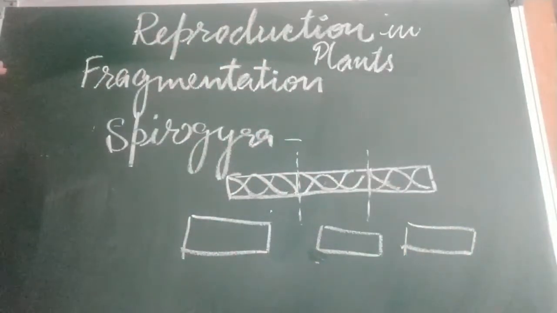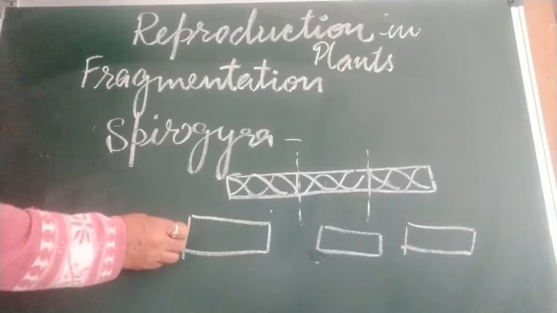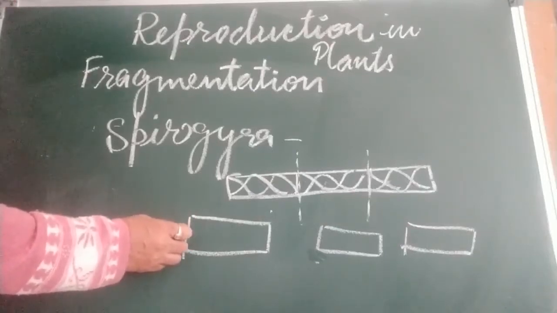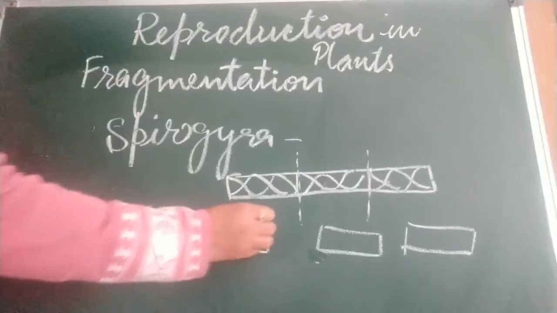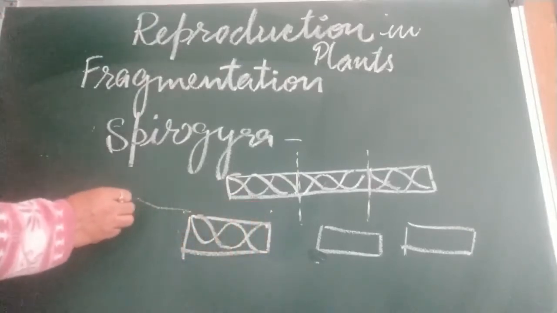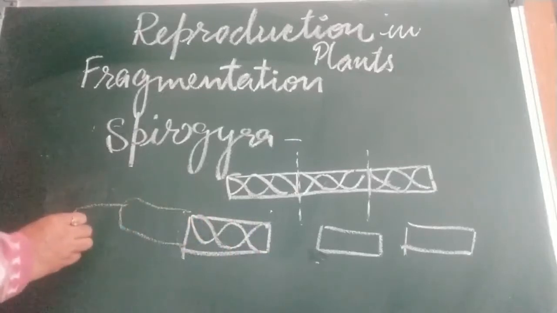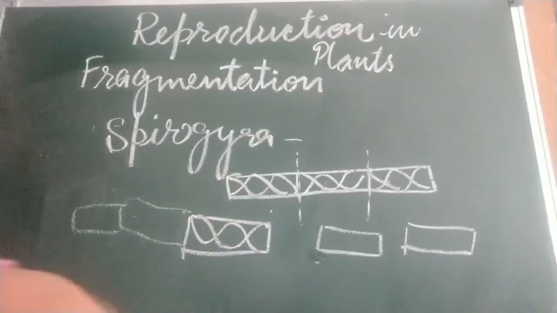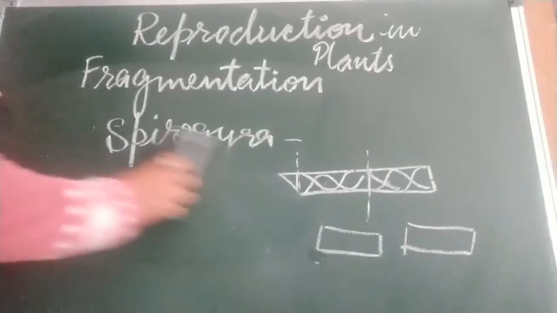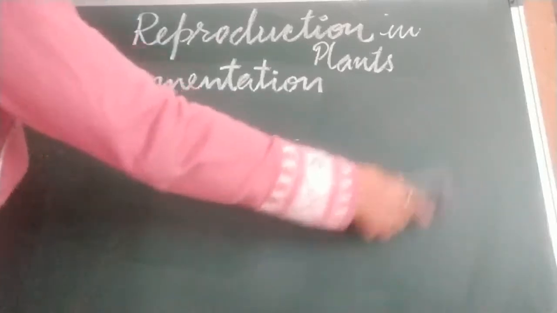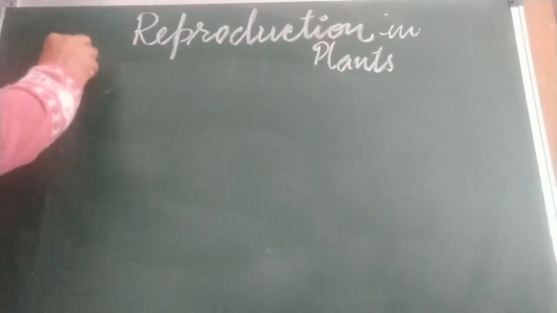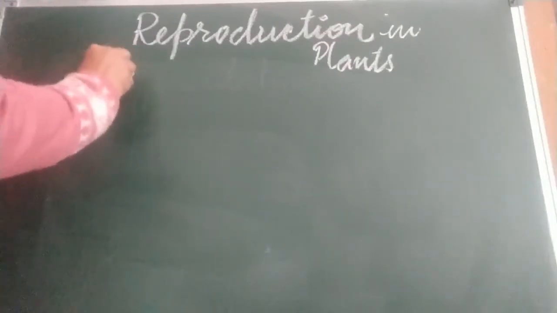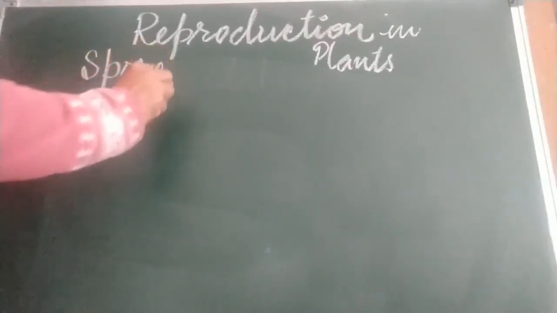Two or more pieces are called fragments. Each of these fragments grows up to become a new plant. Now this is individual and it grows up into a new plant. A new fragment will form in this. Third is spore formation. Children, a very nice example is mold.